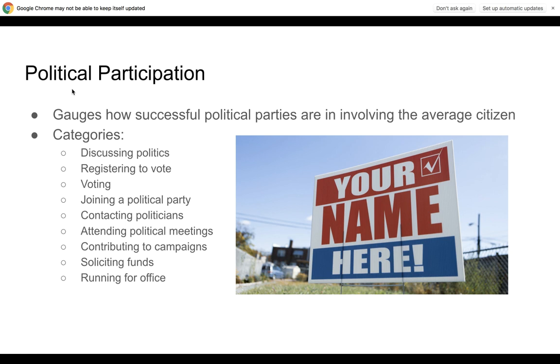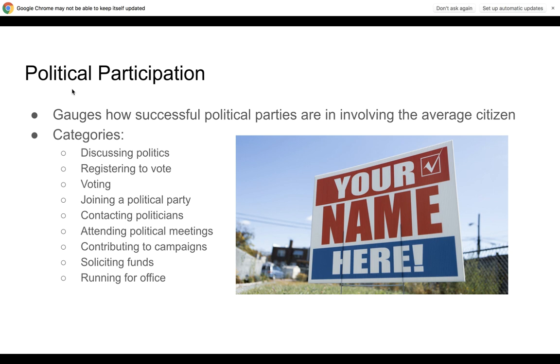How much does the average person discuss politics? Are they registered to vote? How do they vote, right? Do they join a political party? Do they contact their politicians? Do they attend political meetings, whether in person or online, like you saw when I was in that meeting with the congressman this year? Do they contribute to campaigns either financially or through volunteering? Do they solicit funds for these campaigns, or do they themselves actually run for office?